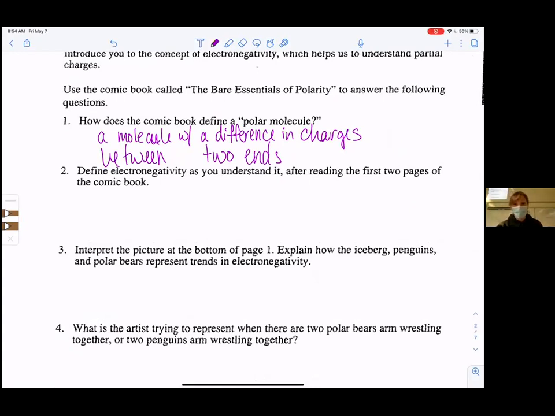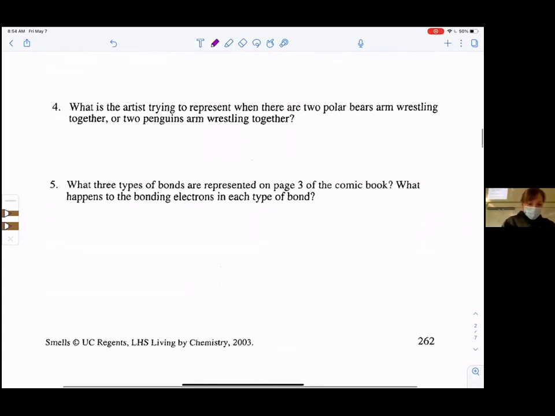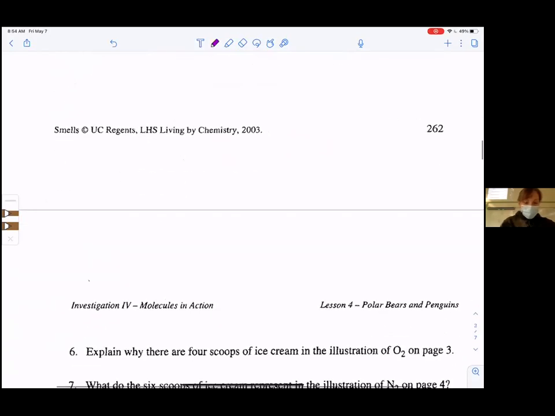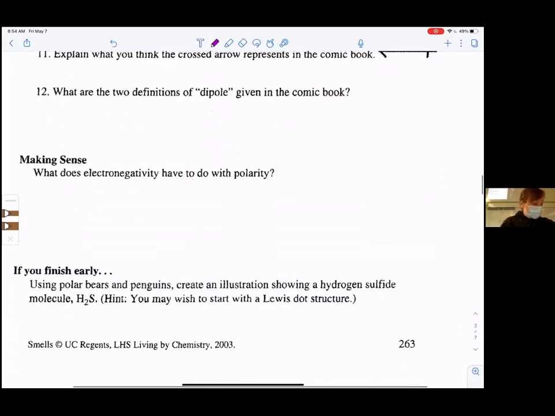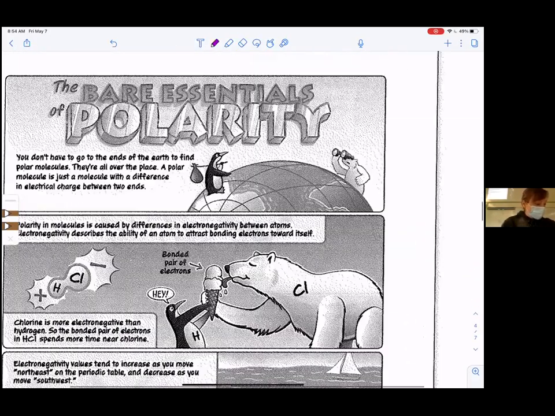I know it's kind of lame, but I'm not going to make you all read out loud because I think it's unpleasant. So, polarity in molecules is caused by a difference in electronegativity between atoms. Electronegativity describes the ability of an atom to attract bonding electrons towards itself. So that is what electronegativity is.